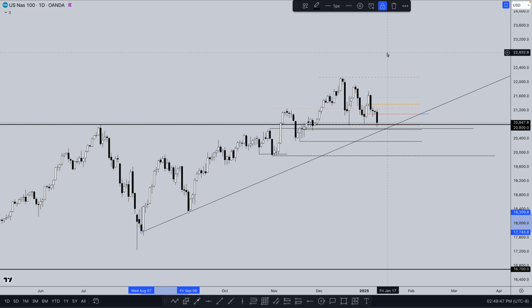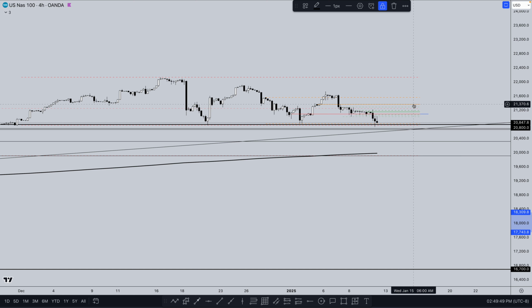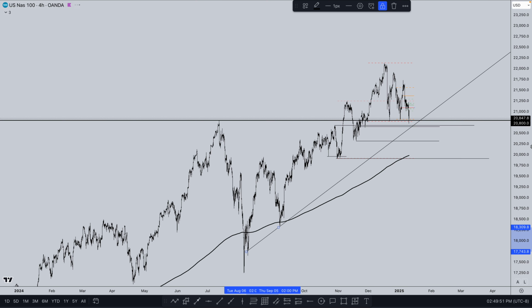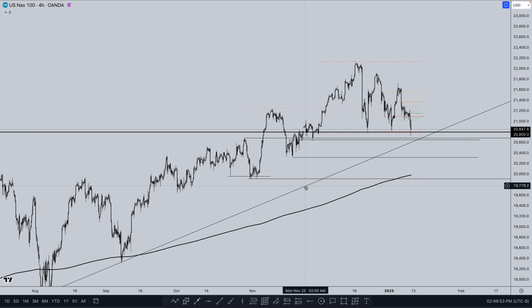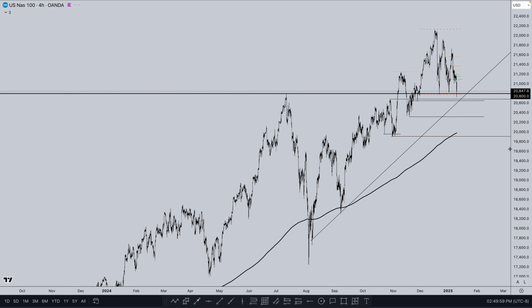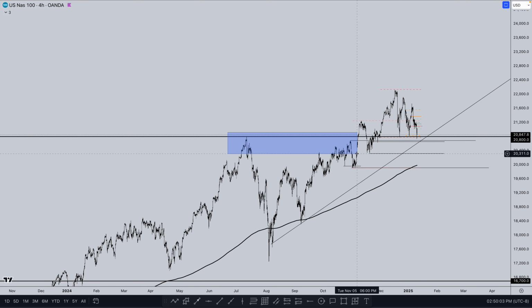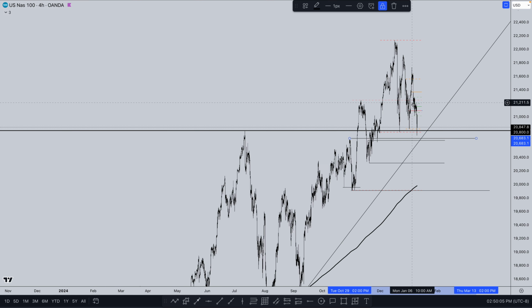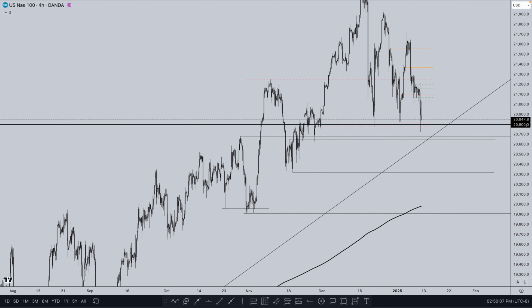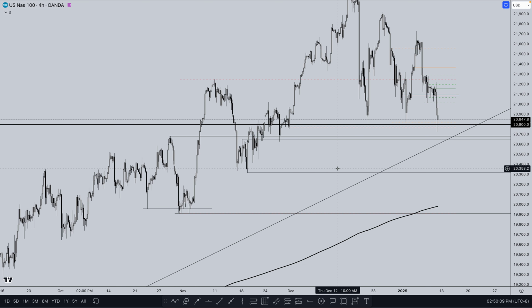So when you go down to the 4 hour, again, price is in an area where there's a lot of buying pressure. A lot of buys could take place in here. We also have the moving average as well. We're retesting this area. We're in the discount zone for the buys. The trend line is still being respected.